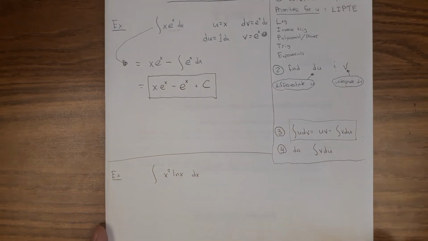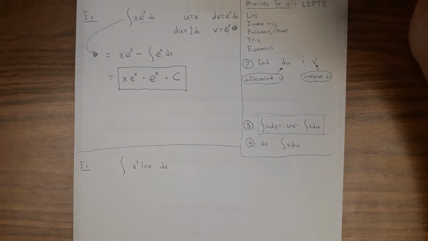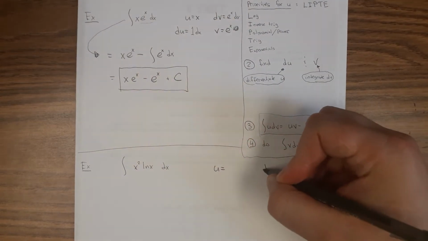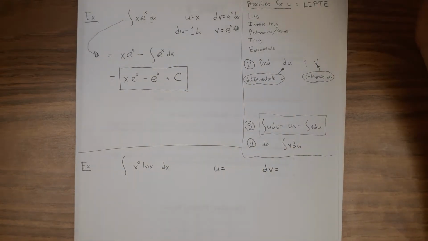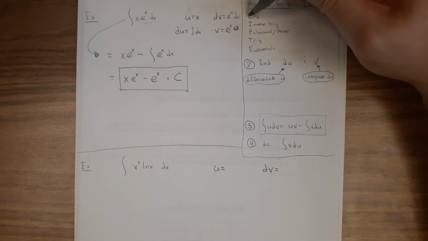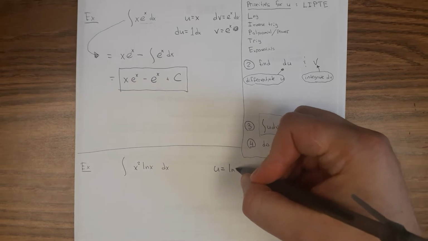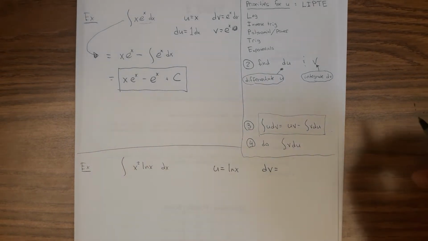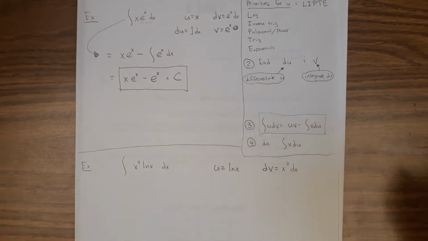let's do another one. x squared natural log x. So I'm going to let u be something from my list of priorities, and the first priority is logs. So I do see a log. dv is going to be everything that wasn't part of u, so it's going to be x squared dx.